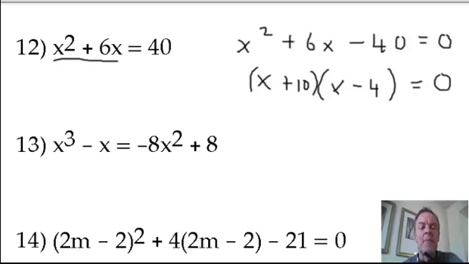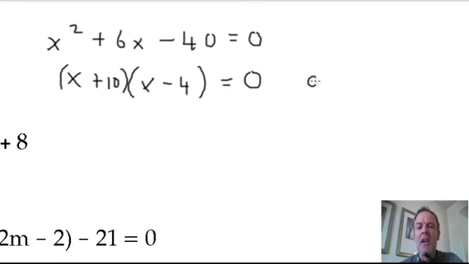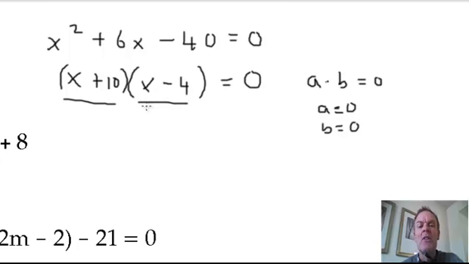Now I'll just show you this one. If a times b equals 0, then of course a can be 0 or b can be 0. Either one of these two things can be 0. So this can equal 0 or this can equal 0. Just by looking at that, can you see that to make this parenthesis 0, the x must be negative 10. Negative 10 plus 10 is 0. And this must be positive 4.